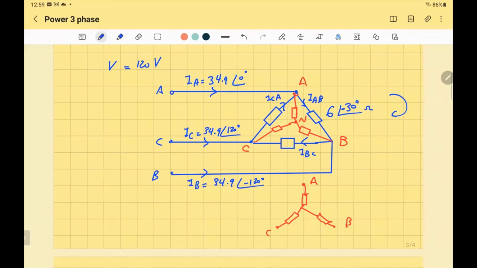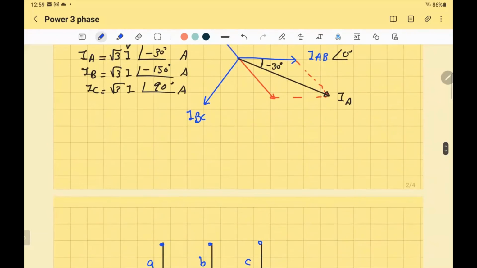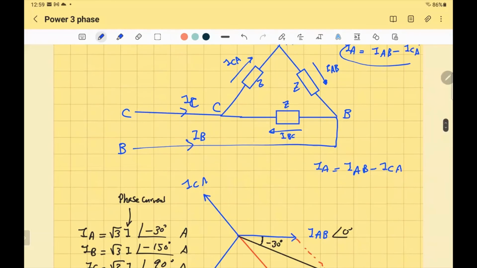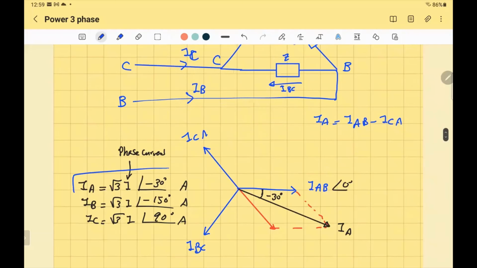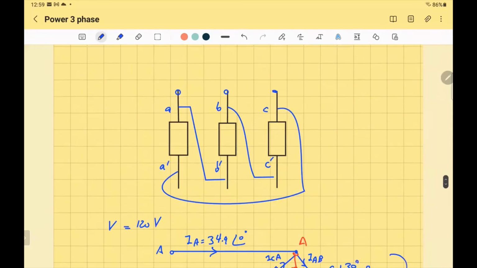Now you have to find the relationship. You can do it again or just use the result that we did. What we did before in load, we found the relationship between line current and phase current, right? What was the relationship that we deduced? Line current is bigger than phase current in delta by square root of 3 and lagging the phase current. If the line current is lagging the phase current, then the phase current is leading by 30, right?